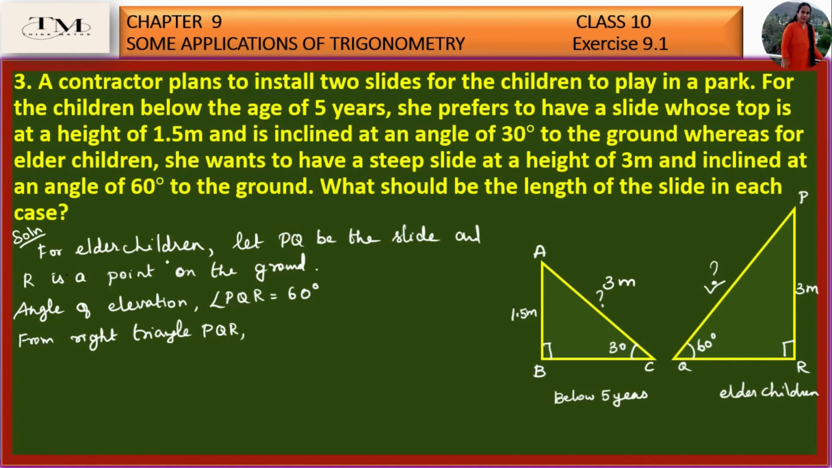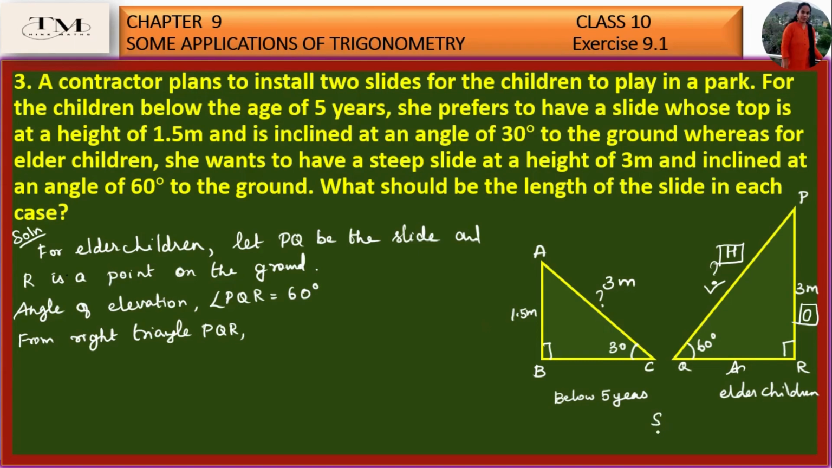Now for elder children, let us assume PQ be the slide and R is a point on the ground. Angle of elevation is given as 60 degree. So angle PQR is equal to 60 degree. So what we need to find? We have to find PQ. Now which is the hypotenuse side? The 90-degree opposite is hypotenuse, 60-degree, this is opposite and this is adjacent side. So we know the opposite side and we have to find out the hypotenuse.